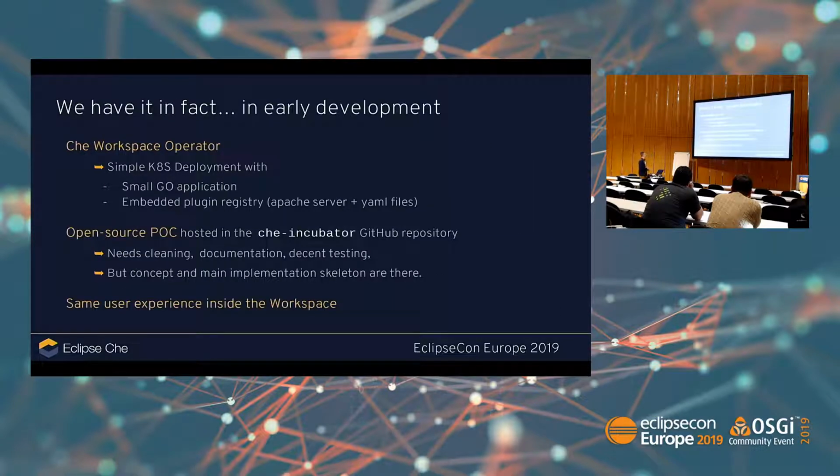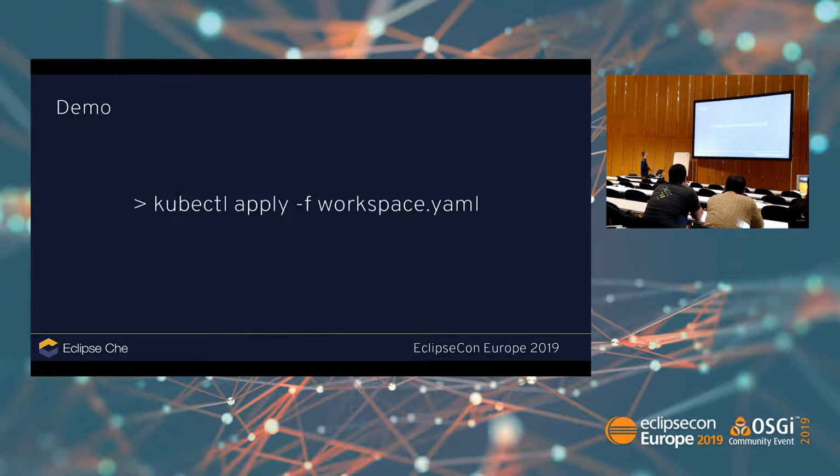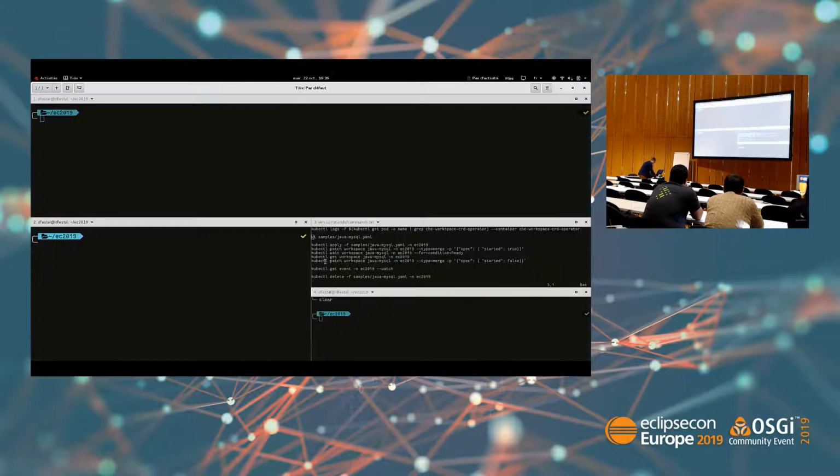Well, in fact, it already exists. In early development, we already have a Che workspace operator in the Che incubator project GitHub repository. It needs cleaning, documentation, and testing, but the concept is really there and validated. The idea is to have the same experience as what we saw earlier, but simply by doing kubectl apply. So we will do that now.